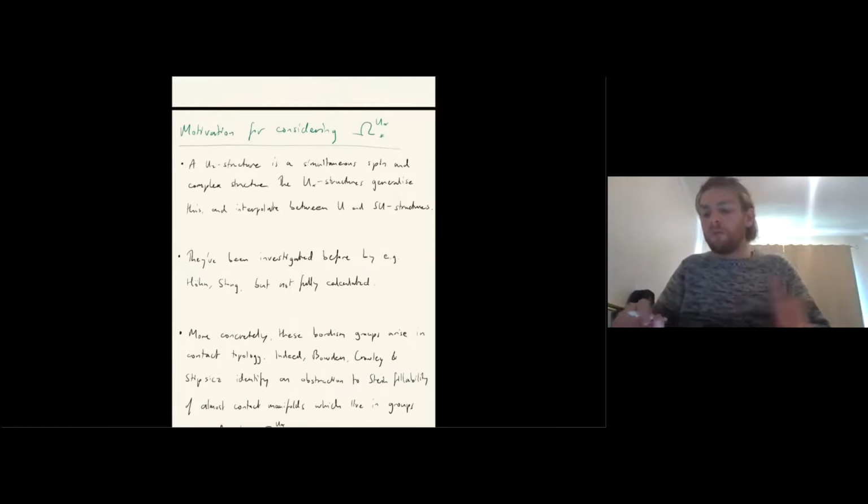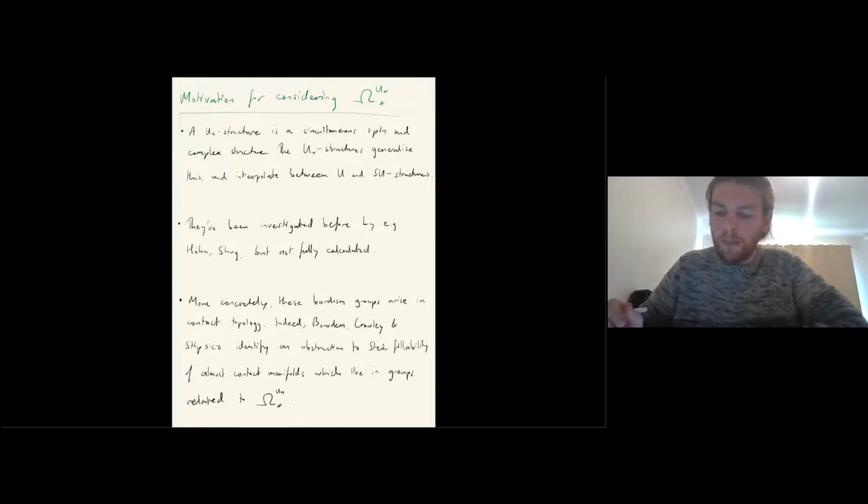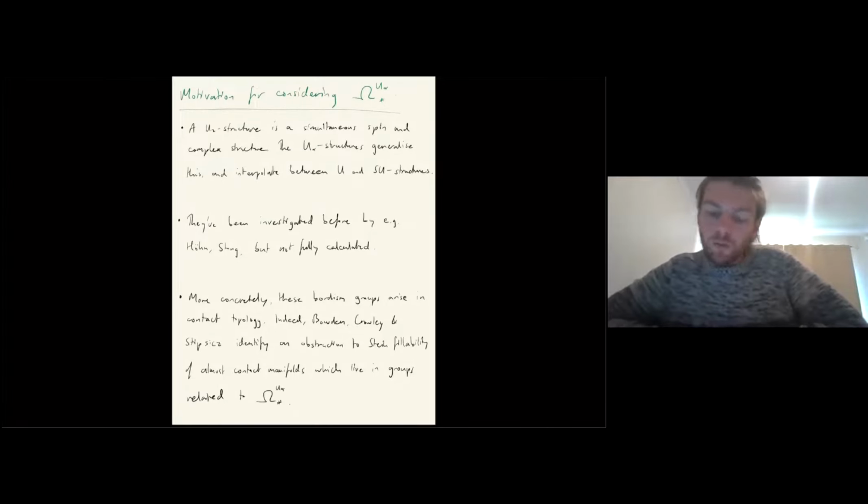Okay, so we've calculated these U alpha bordism groups, but there's a question of why we are interested in these guys. One reason is that a U2 structure, so this alpha equals 2 case, is exactly a simultaneous spin and complex structure. So if you care about spin structures on complex manifolds, this is a natural thing that would come up.